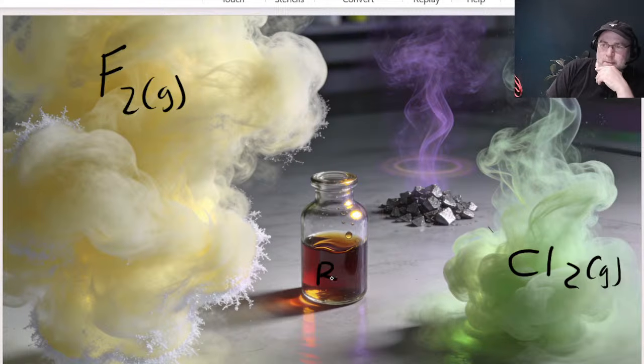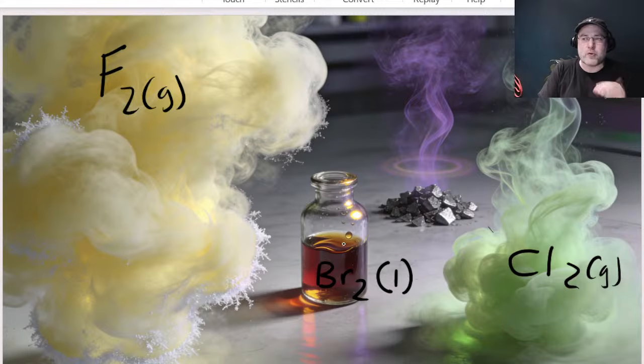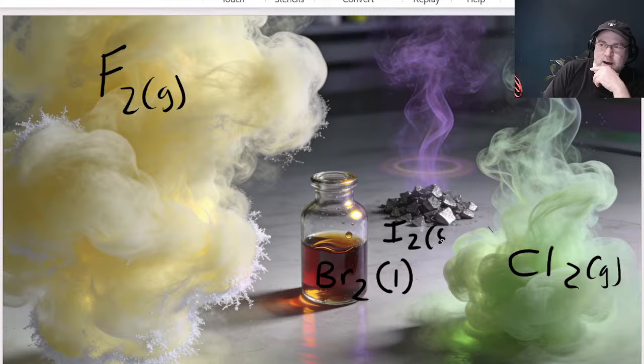Bromine is next up, Br2, and bromine is a liquid at room temperature, although it's volatile. I think it boils at about 40 degrees, so even in the room there's quite a lot of vapor around. You have to use that in a fume cupboard. Then over here, we have solid iodine, I2. I know you use iodine in biology to test for starch.